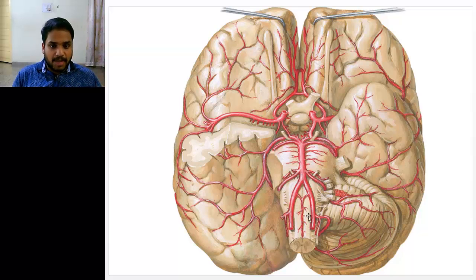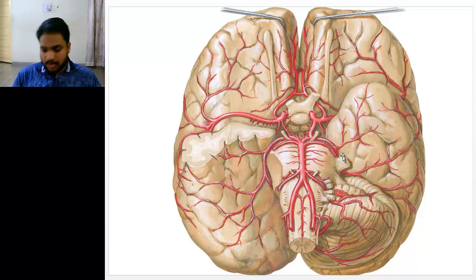They come and join to form the basilar artery. The two vertebral arteries come and join to form the basilar artery, right? And the basilar artery finally bifurcates into two arteries, that is the posterior cerebral artery, right? This is the posterior cerebral artery. Fine.